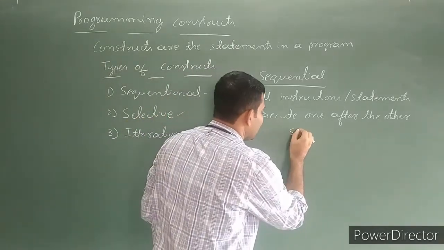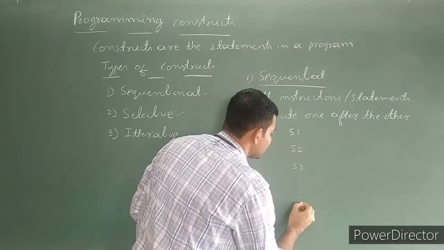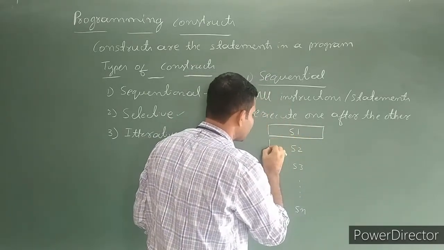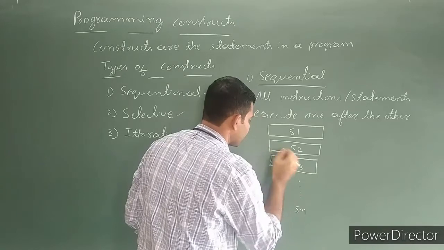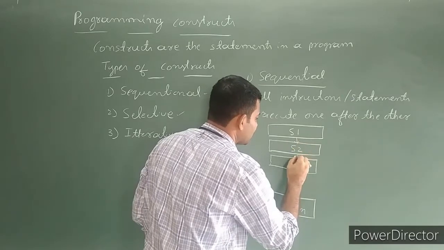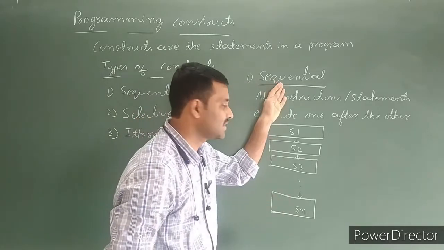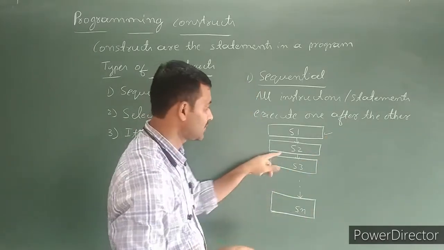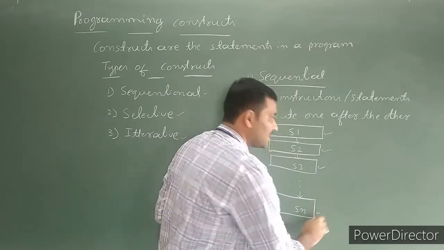For example, S1 is a statement, S2 is also a statement, S3 is also a statement, and the program has n number of statements. All statements are executed one after the other. Assume that S1, S2, S3 and Sn stand for the statements. In sequential execution, first statement 1 is executed, after that statement 2, after that statement 3, and so on up to the last statement.